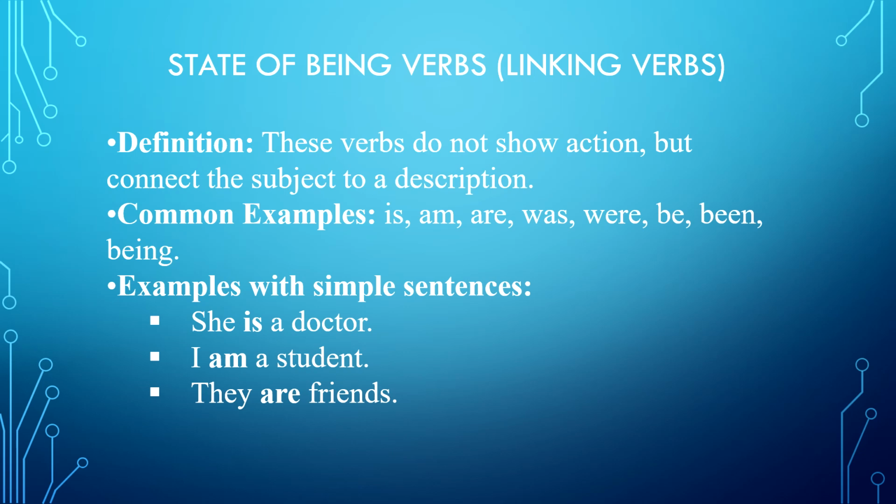The second type is state of being verbs. These don't show an action, but they connect the subject to a description or an identity. The most common ones are is, am, are, was, and were. For example, she is a doctor. The verb is connects she to the description a doctor. It tells us what she is. Similarly, I am a student and they are friends. These are also called linking verbs because they link the subject to information about it.